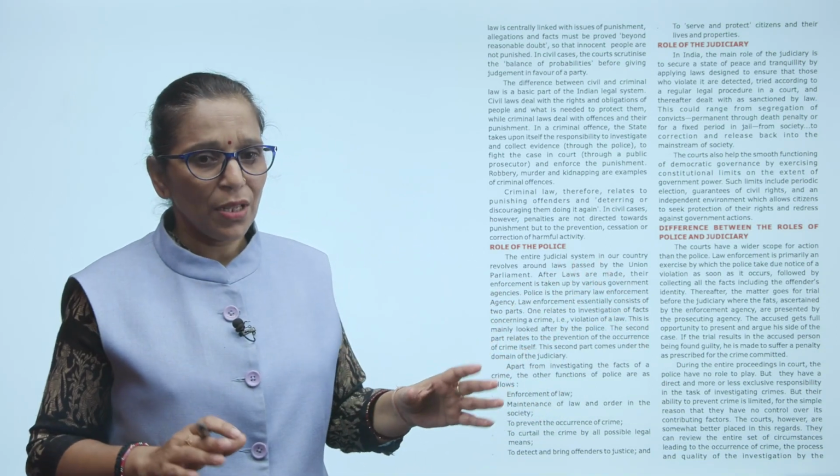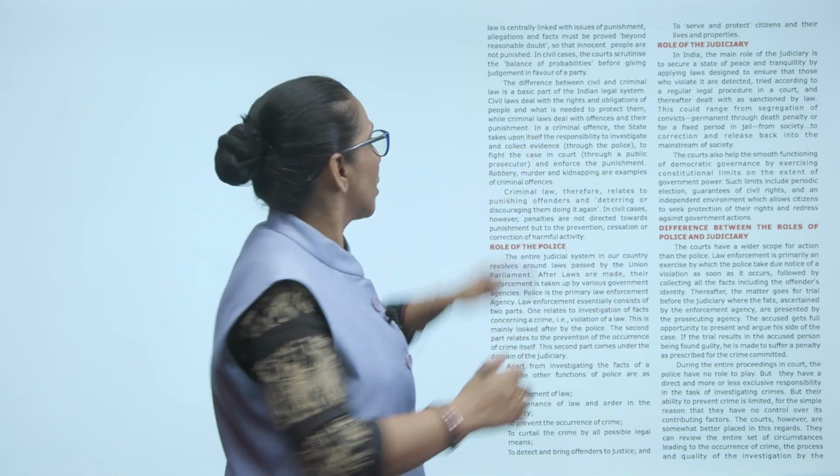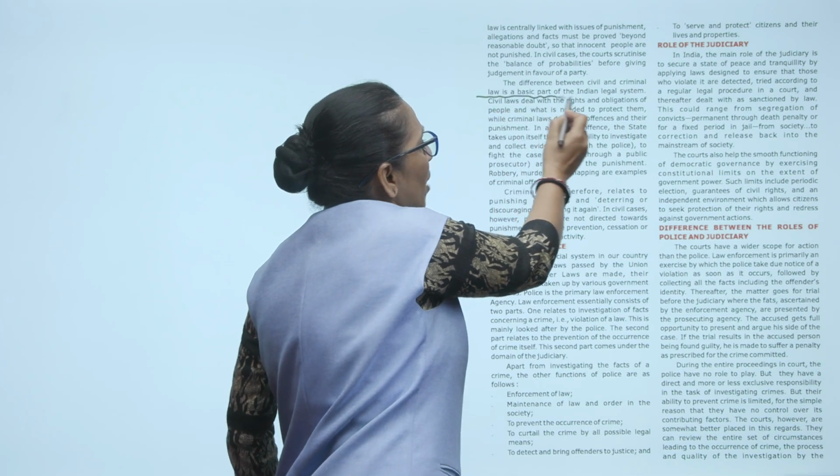In civil cases, the court scrutinizes the balance of probabilities before giving judgment in favor of any party. So that is the difference between civil and criminal cases, and law is a basic part of the Indian legal system.